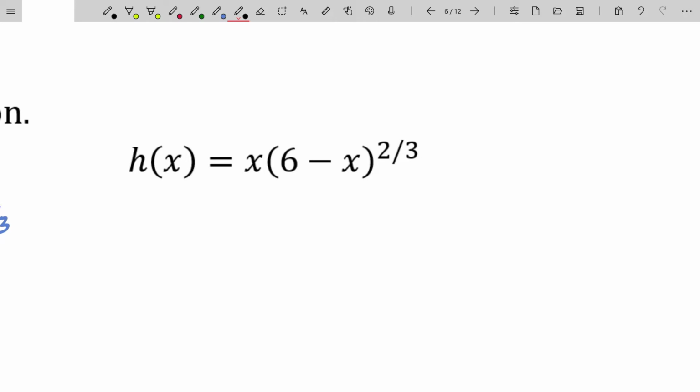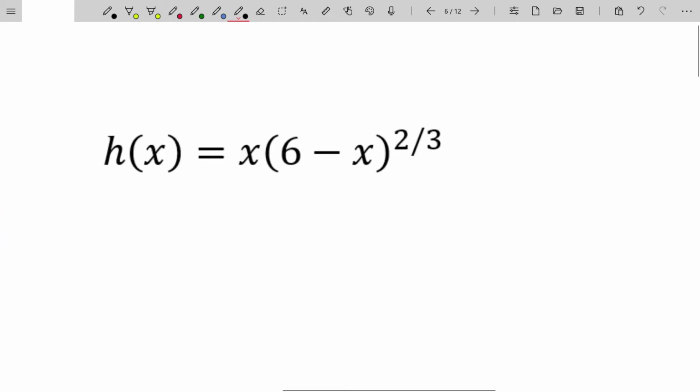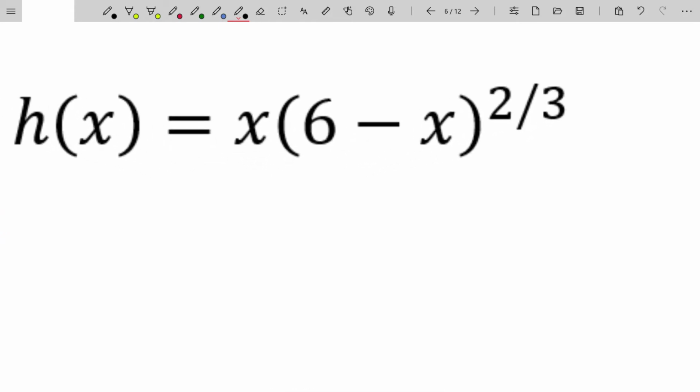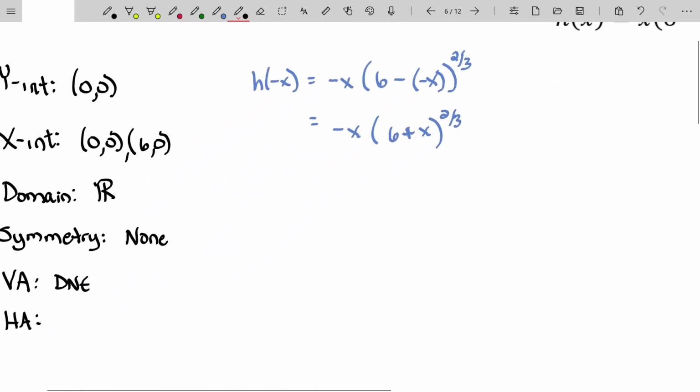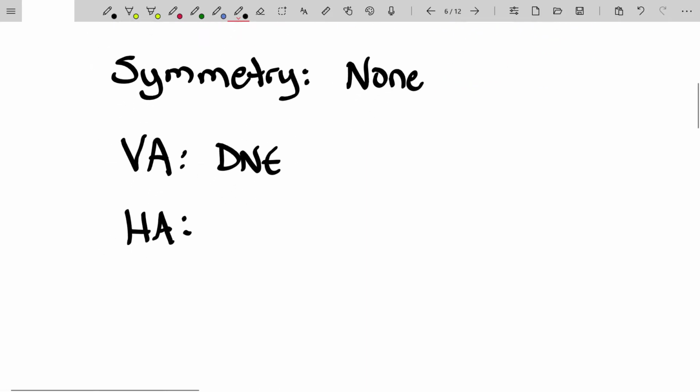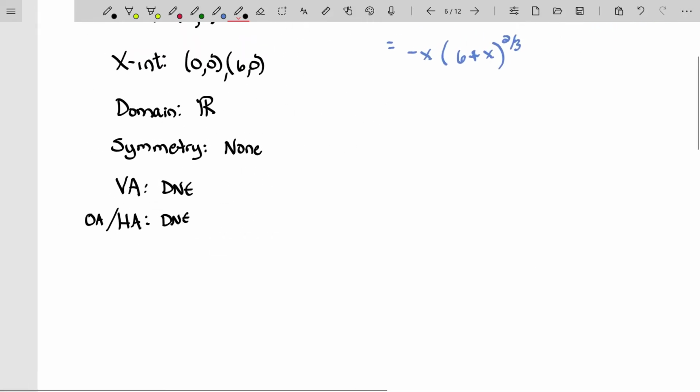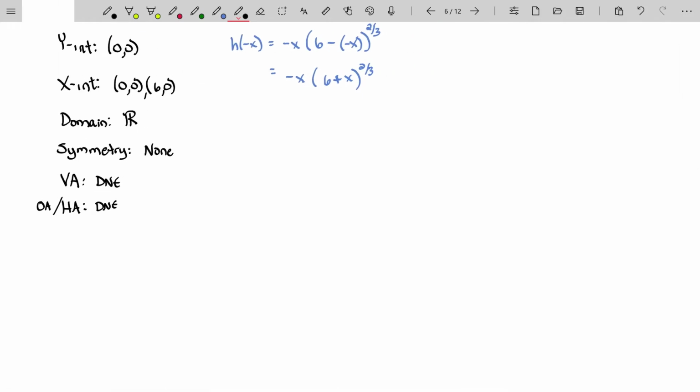And if you have a horizontal asymptote, you're looking for this to be finite, but as x goes to infinity or negative infinity, it doesn't become finite. Therefore, our horizontal asymptotes do not exist, nor do our obliques. So I'll write that in there. So we're done with the algebra that quickly. Compare that to our last example where I took quite some time for that.